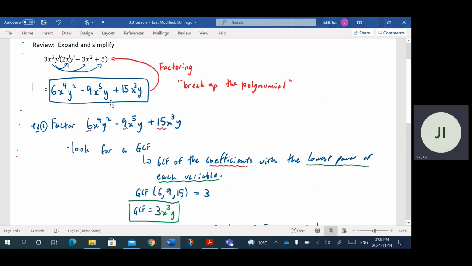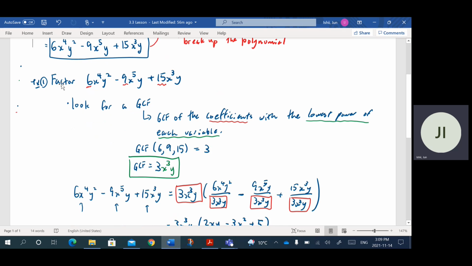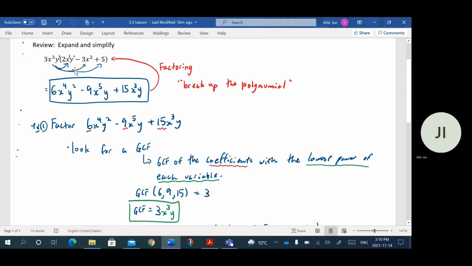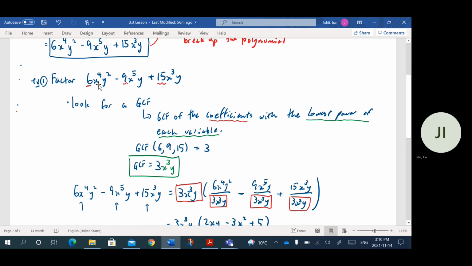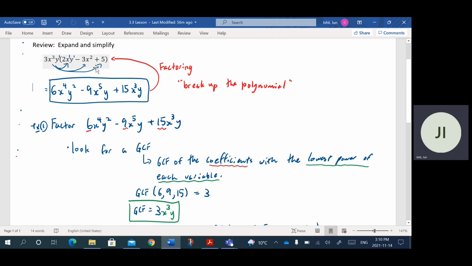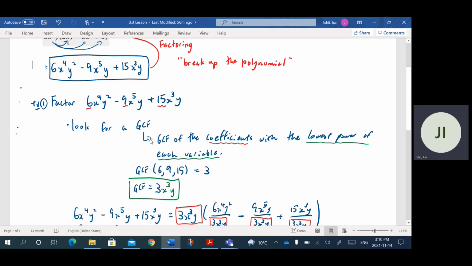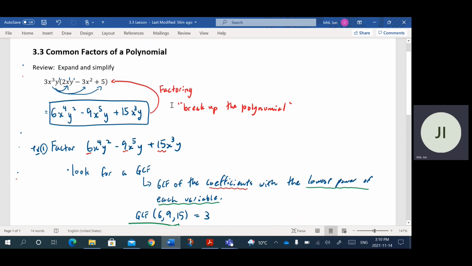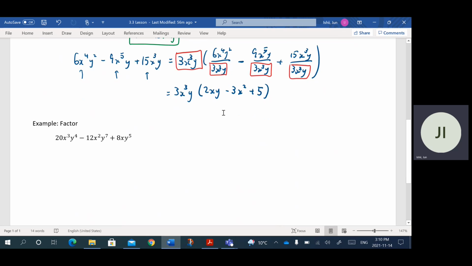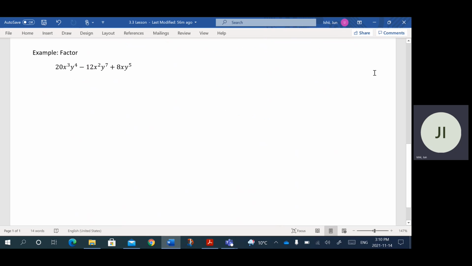And let's just kind of scroll back here. And if I compare it to the original question here that we started off with, then I got 3x cubed y, which is right there. Then 2xy minus 3x squared plus 5. Okay, so you can see that this is actually the same as what we started off with. All right, so factoring again is the opposite of expanding and simplifying. All right, so let's just try another one here. So for here, we're going to factor this polynomial.